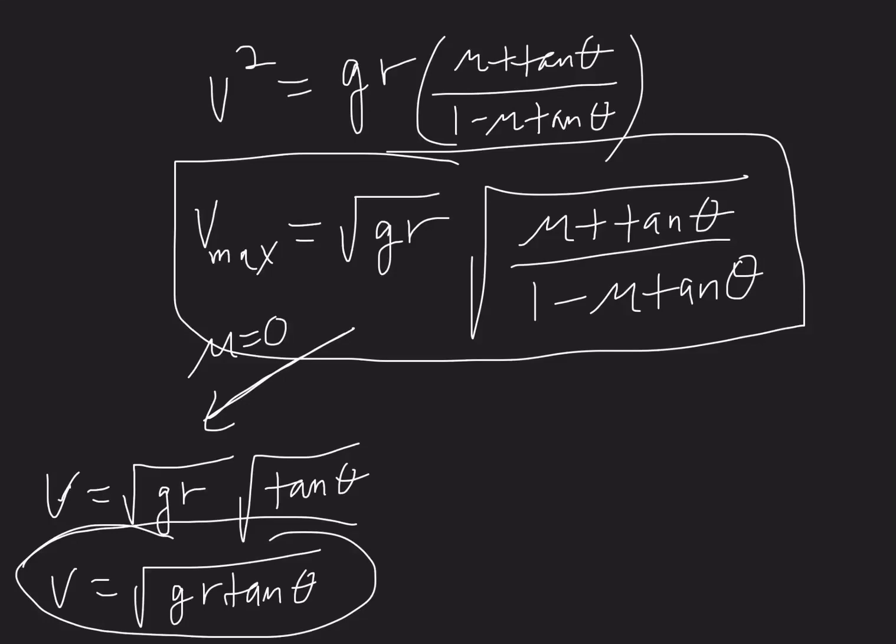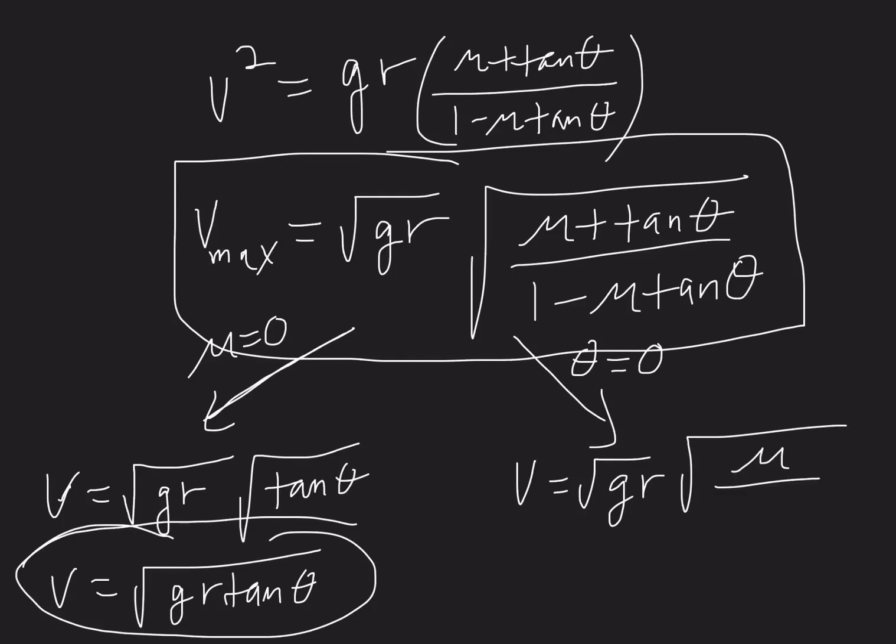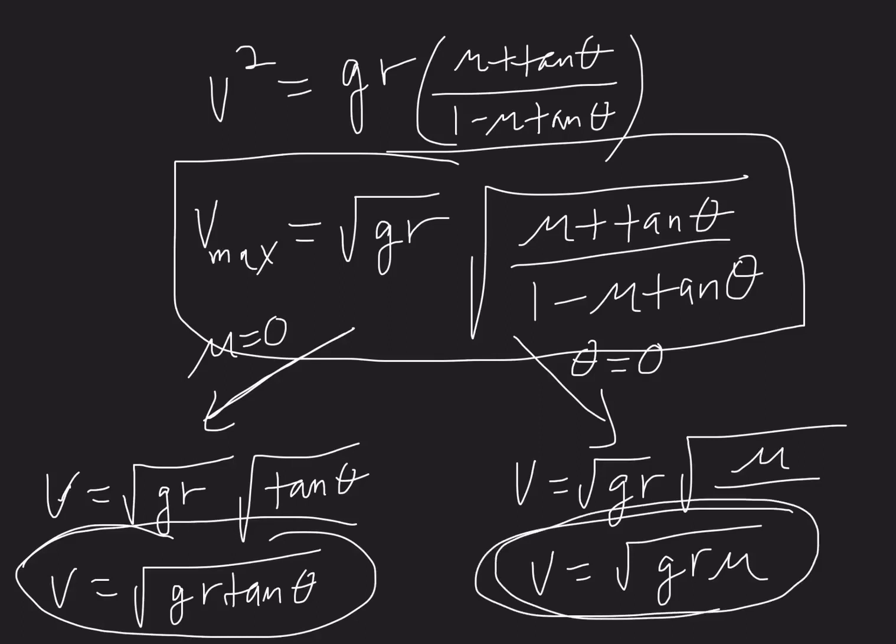Let's do another one. What happens if we go around a flat track? So theta equals 0. Well, again, we have v equals the square root of gr times the square root of, okay, so what's the tangent of 0? Tangent of 0 is actually 0. So that'd be mu on the top, and on the bottom we have 1 minus 0, which would be 1. So we have v equals the square root of gr mu, and that was the equation around a flat track.